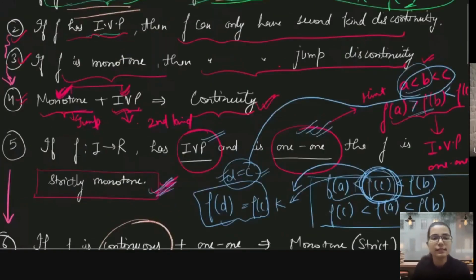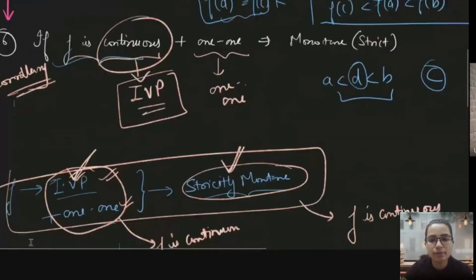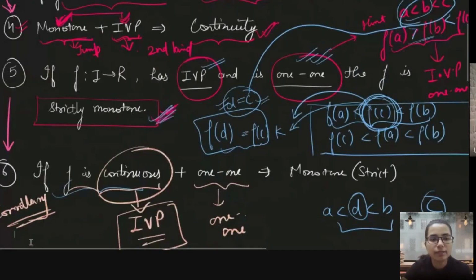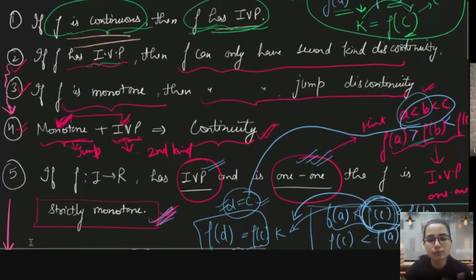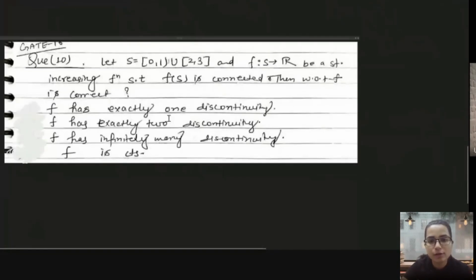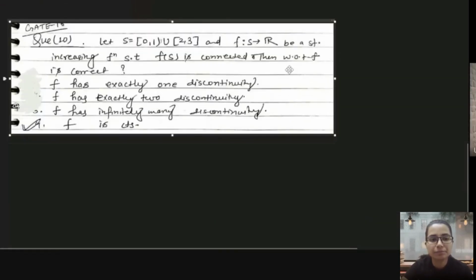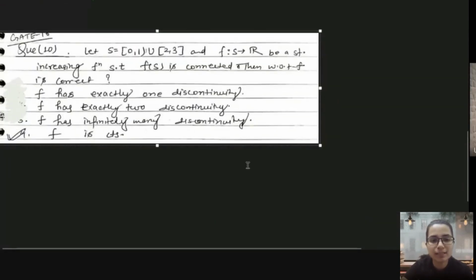Okay, so these results are confusing when you read them for the first time, but very interesting and very important when you come up with more questions. So I want to know the answer of this question. This is an easy question. Tell me what will be the answer of this question.